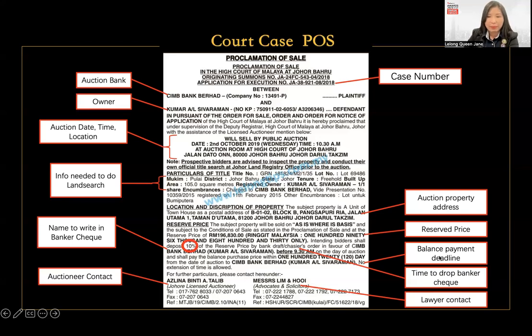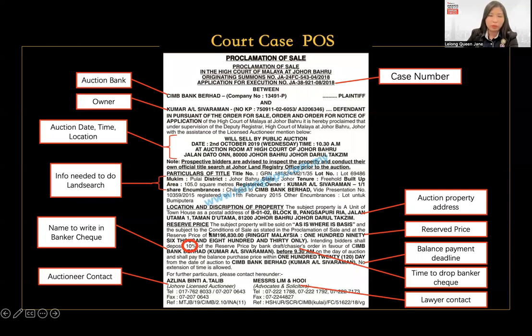Okay, and the balance payment deadline will be 120 days, and the time to drop the banker check will be before 9:30 a.m. on the day itself, if this is a court case conducted in Mahkamah. It will also state the lawyer contact.